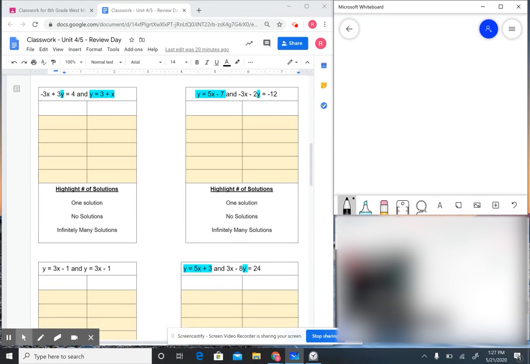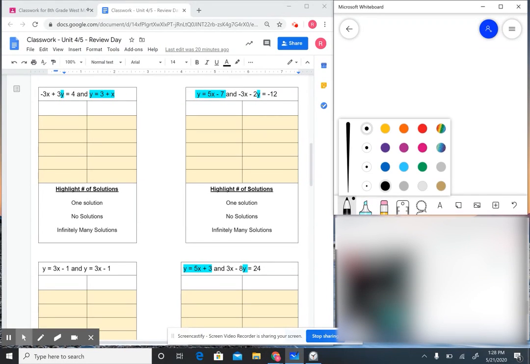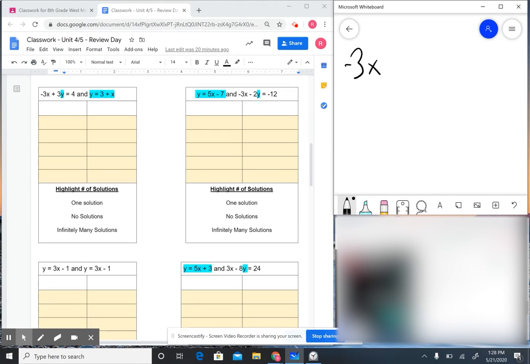Okay, guys, so the first problem, we have negative 3x plus 3y equals 4. And our second equation is y equals 3x plus 3 plus x. And so when I'm solving two equations at the same time, the first thing I look for is, are they both in y equals mx plus b form? If they're both in y equals mx plus b form, I just go y equals y, and I solve that way.